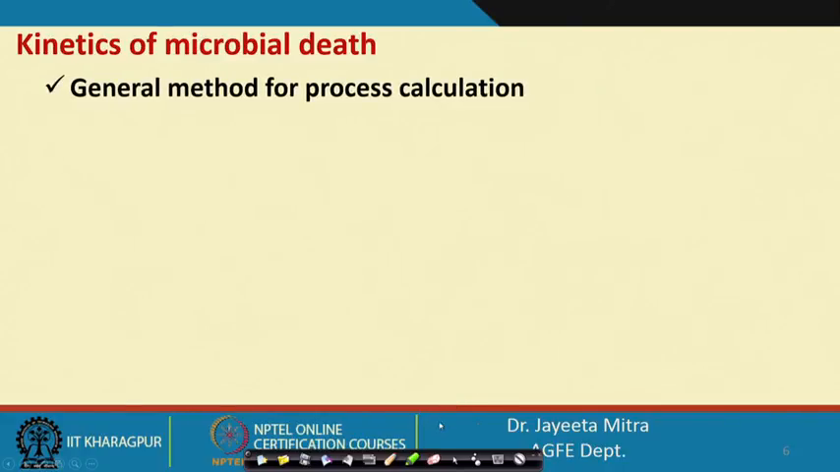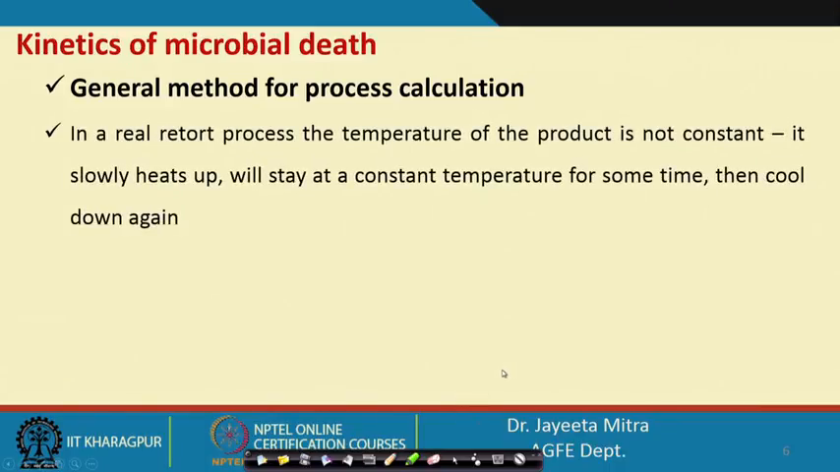Now, coming to the general method for process calculation. In real retort processes, the temperature of the product is not constant. We have mentioned that it first follows unsteady state heat transfer. The temperature given to the food material first increases to the required temperature of processing, then it is held or maintained at that condition for a certain period, and then gradually it cools down.